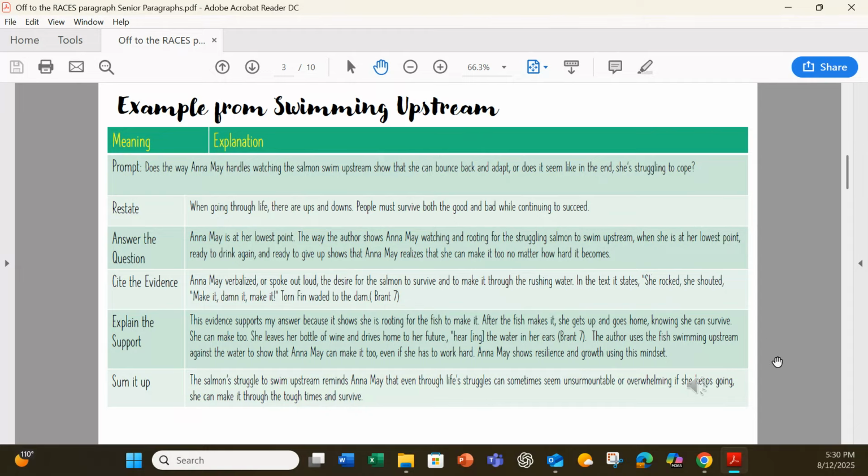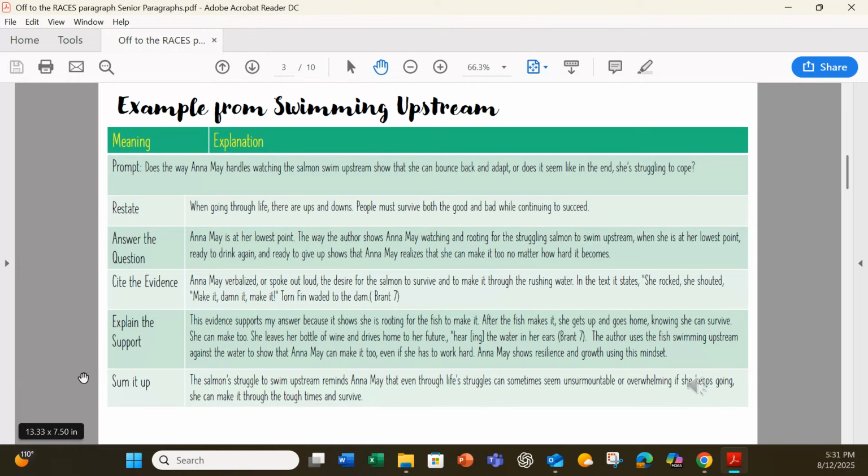But I can't end there. I have to end with a conclusion sentence, a sum it up sentence. So that is, the salmon's struggle to swim reminds Anna May that even though life's struggles can sometimes seem unsurmountable or overwhelming, if she keeps going, she can make it through the tough times and survive. Phew! I finally have a full paragraph that I have made sure answers my part of the prompt.